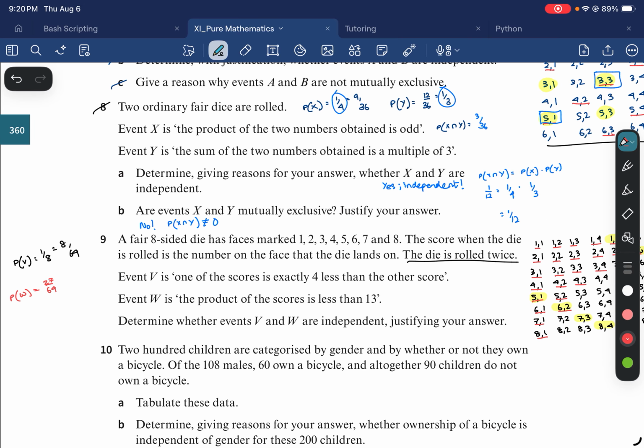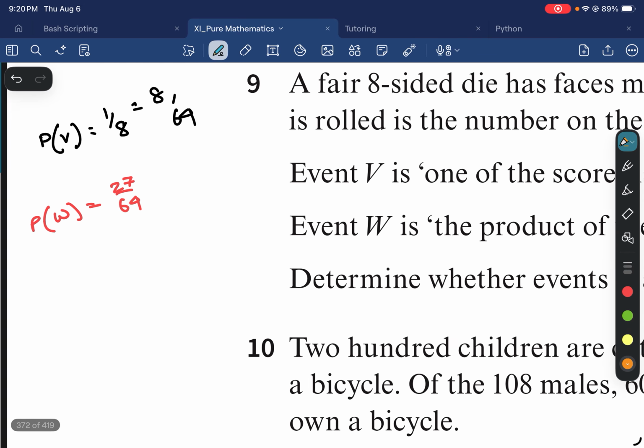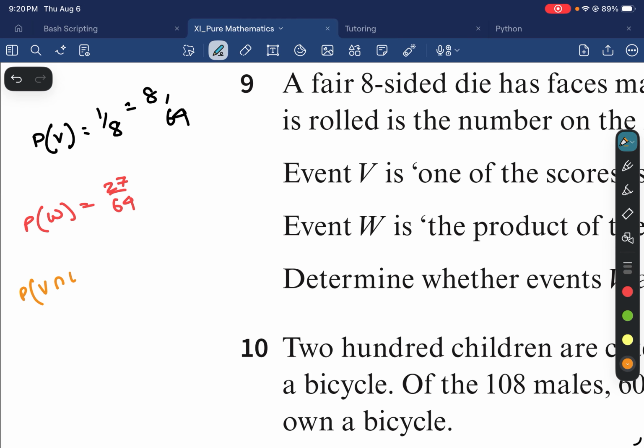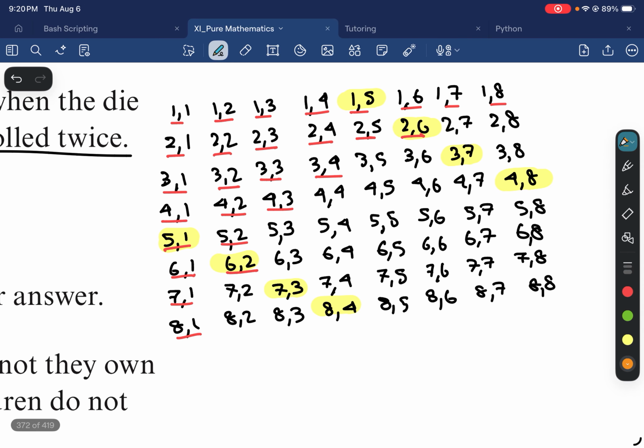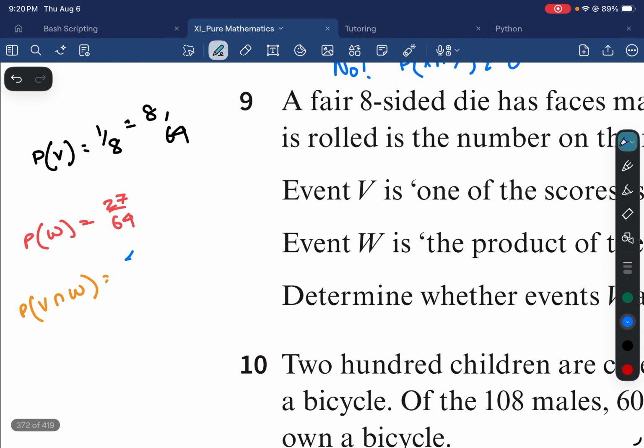So are they independent? Well, let's see. P(V intersect W). Let's find it out. How many are yellow and underlined? This is yellow and underlined. This is yellow and underlined. This is yellow and underlined. And this is yellow and underlined. So that is just 4 over 64, which is just 1 over 16, right?